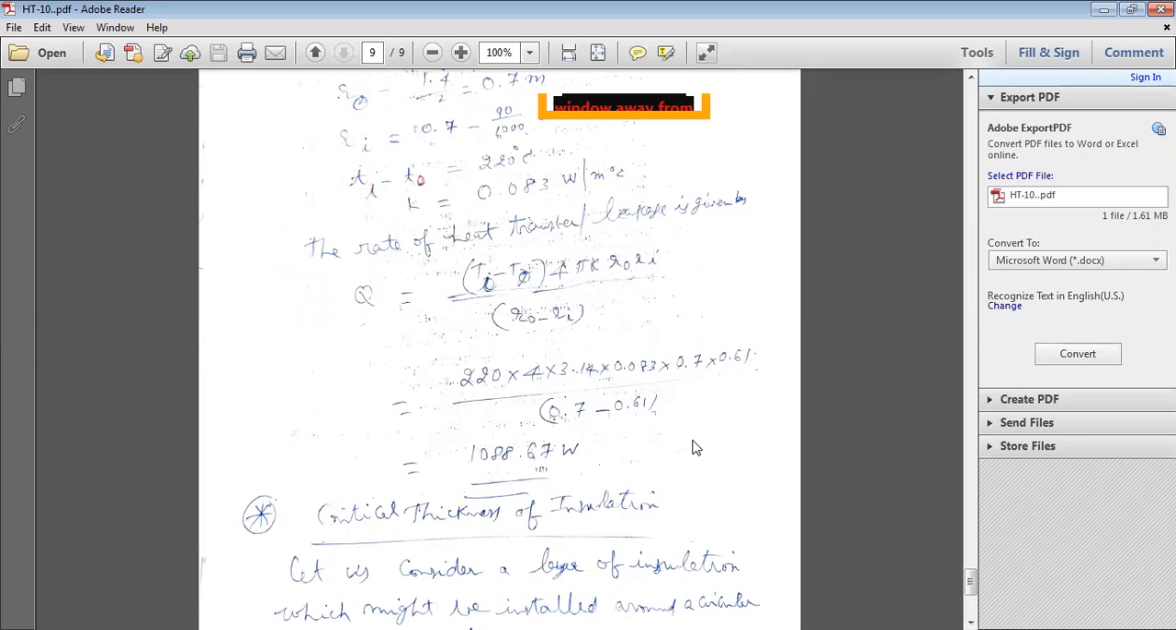And here also in this class we have completed two problems on cylinder and derivation, that is how to calculate heat transfer rate through a sphere. That is this equation. We have derived this equation: Q is equal to 4 pi K into (Ti minus To) into Ro into Ri divided by (Ro minus Ri). This derivation is also important. All of you practice the derivations and problems.